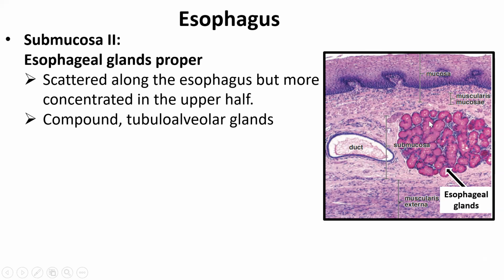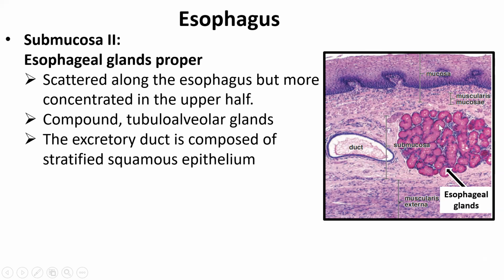Sometimes you can see big aggregates; sometimes in the section you can see less. This is a special stain, so they look clear. Sometimes it is more of a mucinous-serous kind of structure. The excretory duct is usually stratified squamous epithelium, again similar to what you saw in the salivary gland yesterday.